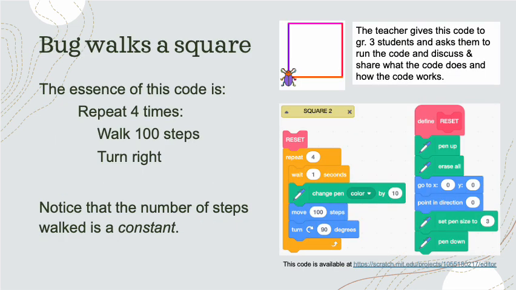The teacher gives this code to grade 3 students and asks them to run the code and discuss and share what the code does and how the code works. The essence of this code is it repeats 4 times, walk 100 steps and turn right. Notice that the number of steps walked is a constant.